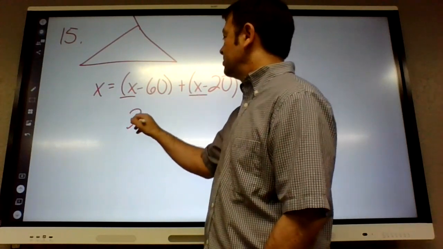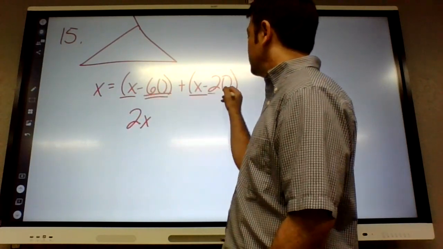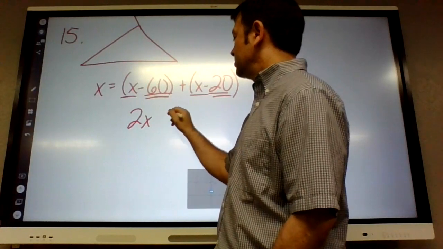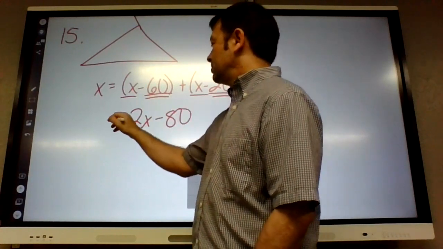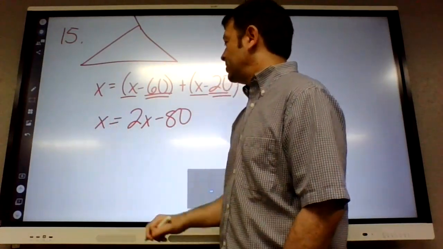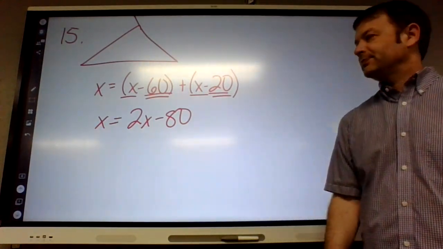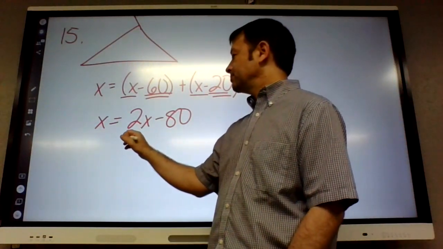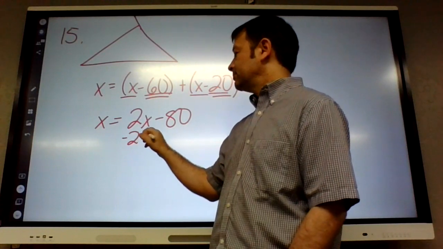X plus x is 2x, negative 60, minus 20, is negative 80. Okay, if we have x's on both sides, get rid of it. I say you subtract the x and then add the 80.